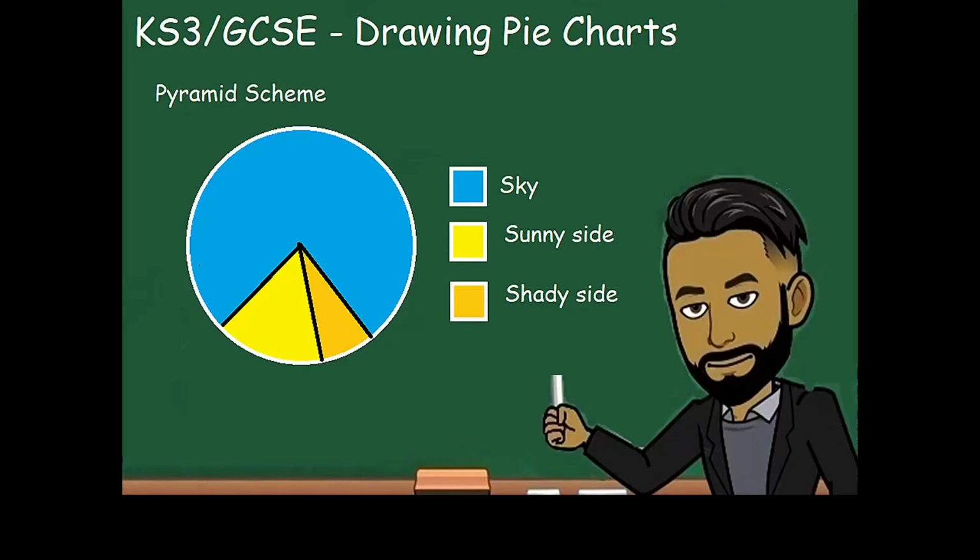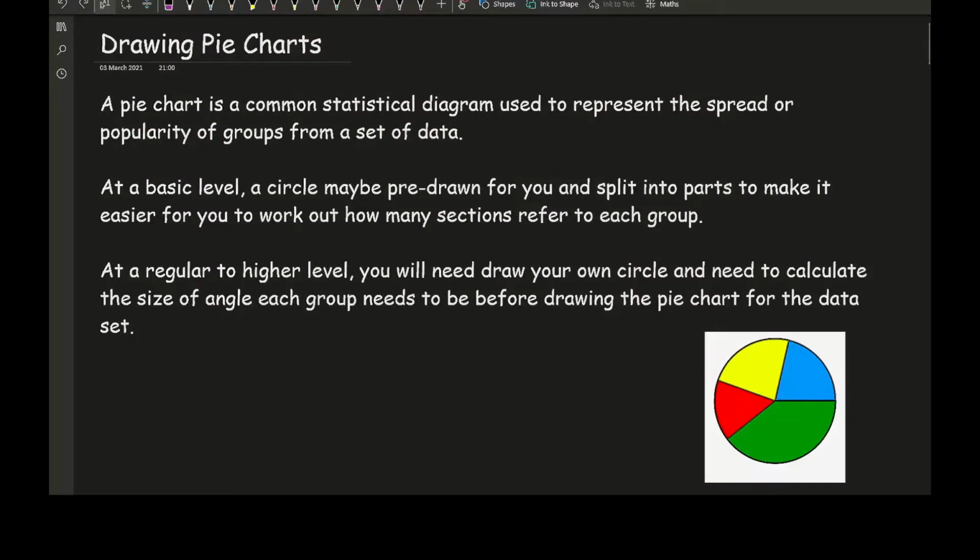So in this video we'll be going through how to draw a pie chart from a frequency table. Now a pie chart is a common statistical diagram used to represent the spread or popularity of groups from a set of data. Now at a basic level, a circle may be pre-drawn for you and split into parts to make it easier for you to work out how many sections refer to each subgroup.